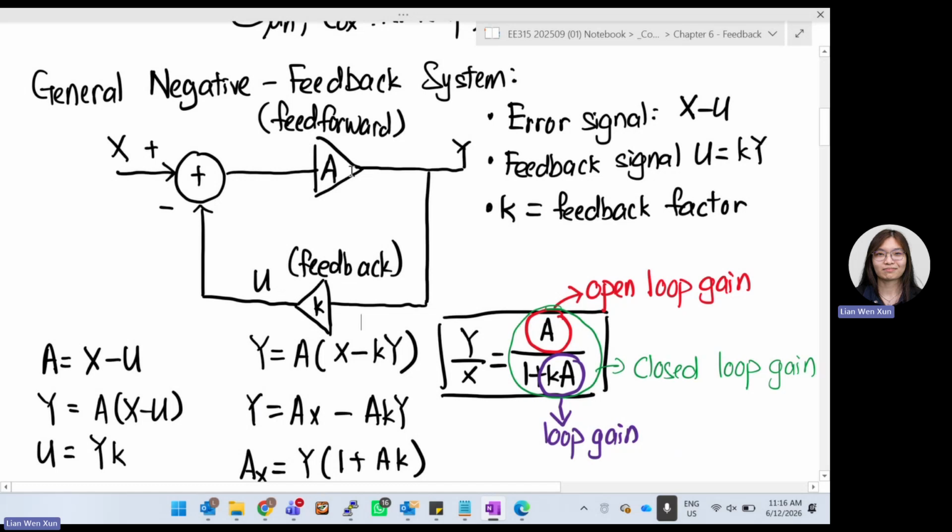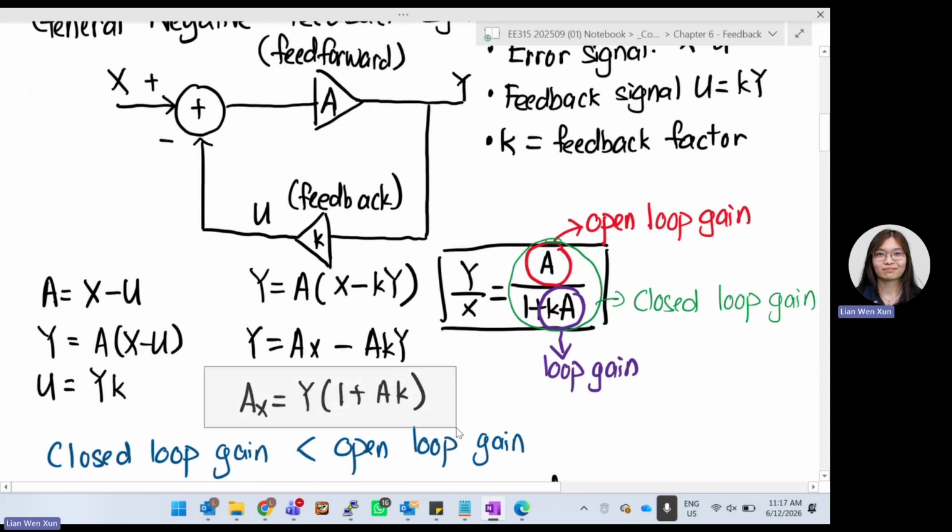So we go part by part. The input of A is X minus U. Y is A times X minus U. The output of the feedback will be K times Y. Then we can substitute the value. So what exactly is Y? Y is A times X minus U. So Y is A times X minus, what is your U? U is Y times K. Then you multiply inside the A. So in the end, you get this equation.